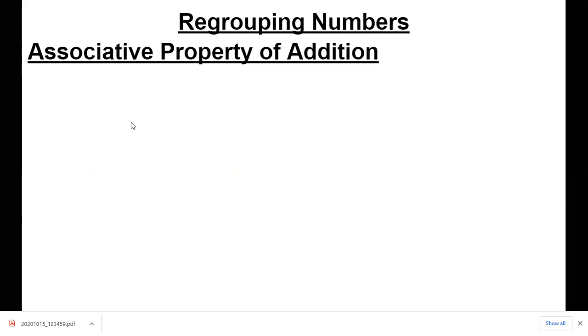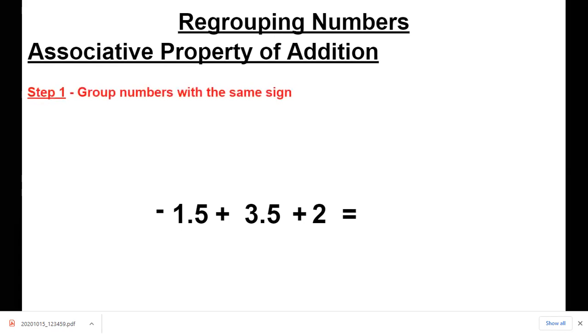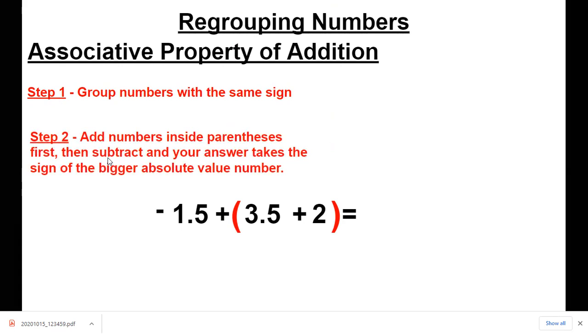Clear my drawings. Continue on with regrouping using the associative property. We have negative 1.5 plus 3.5 plus 2. We want to group the ones with the same sign together. So step 1, we're going to group the numbers with the same sign. They both have the same sign. If necessary, I could have rearranged the numbers and put them together. If the negative 1.5 was in the middle of them, I could have just moved it and just kept the 2 positives together. I'm going to add the numbers in the parentheses first, and then I'm going to subtract that answer from the other number, from negative 1.5, because those are different signs.